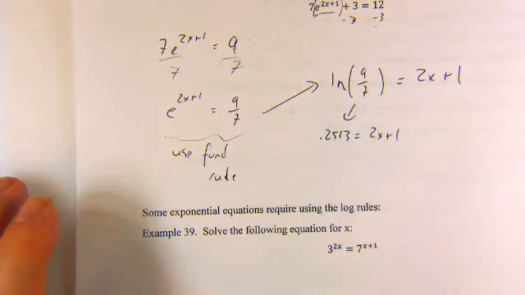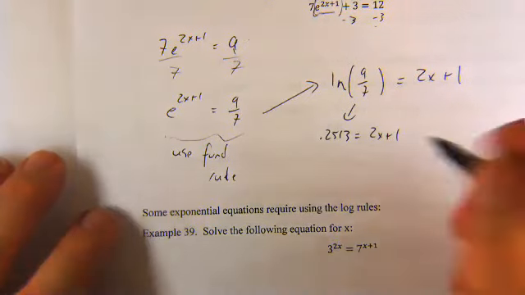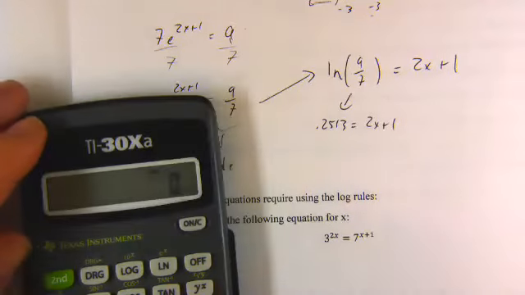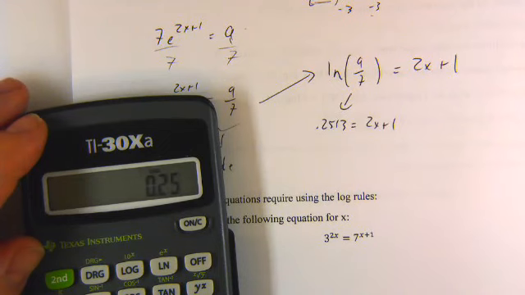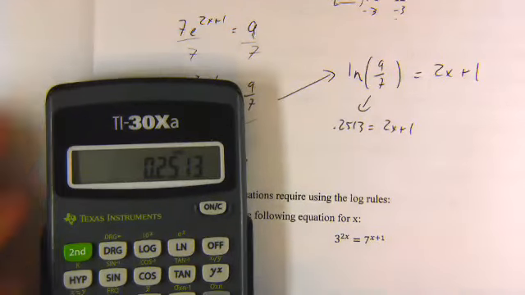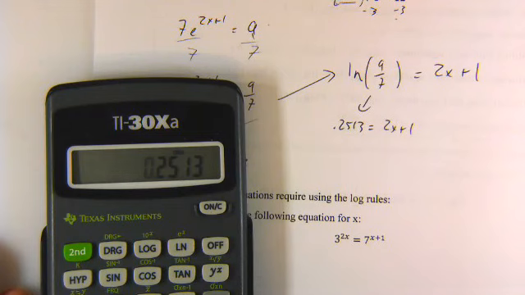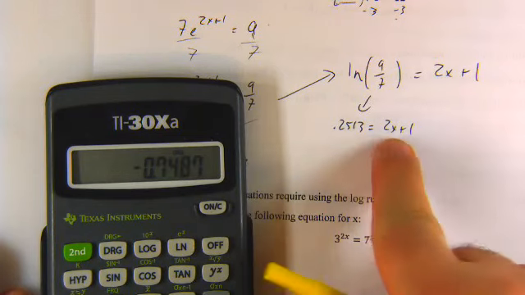So how do we solve that? That's not too bad. 0.2513, there's my calculator, minus 1. So subtract a 1 from both sides and then divide by 2.